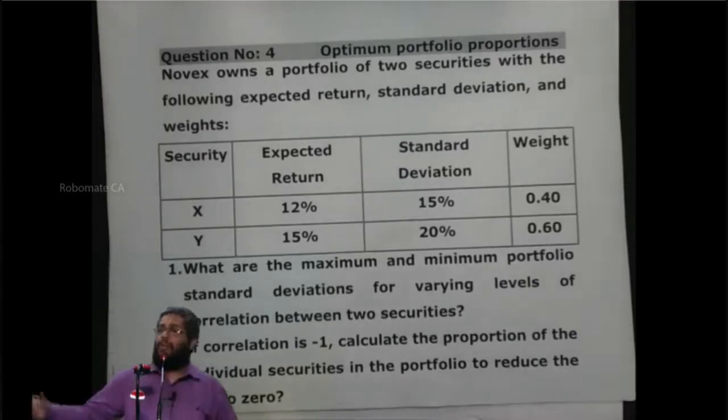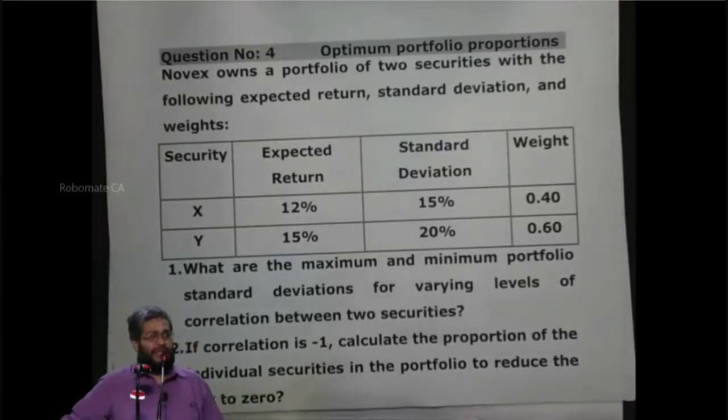The formula is sigma p, the standard deviation of portfolio, is equal to square root of W1 square sigma x square plus W2 square sigma y square plus 2 into W1 into W2 into sigma x into sigma y into correlation of x and y, Rxy. This is the formula for sigma p, or the standard deviation of the portfolio.